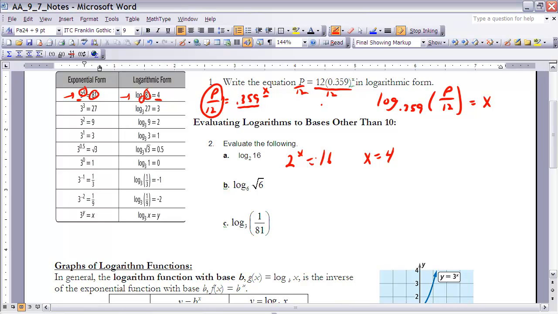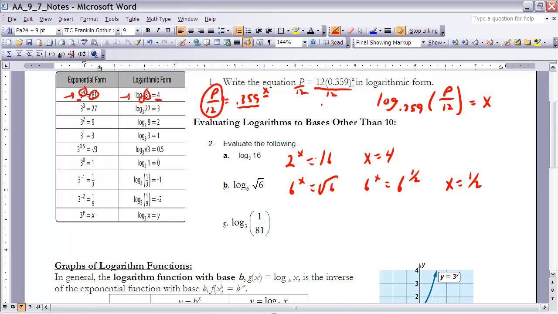If I look at part B here, I'm really asking the question, 6 to what power is equal to the square root of 6? Well, you can think of the square root of 6, since that's a positive number, as the same as saying 6 to the 1/2. Therefore their powers must be the same, so x would have to be 1/2.